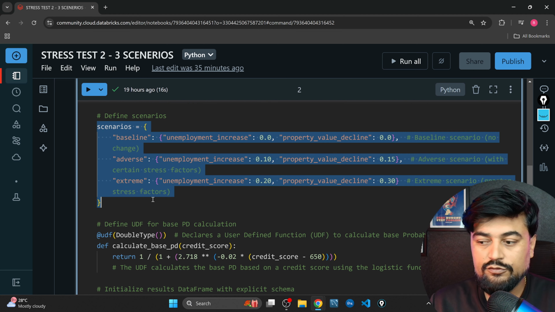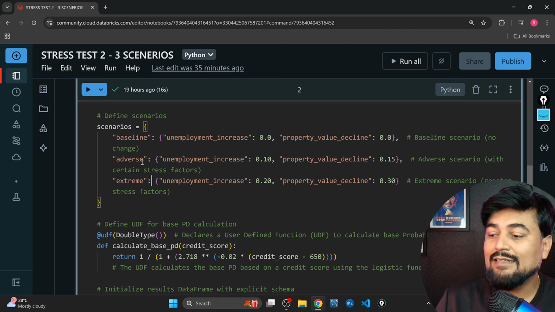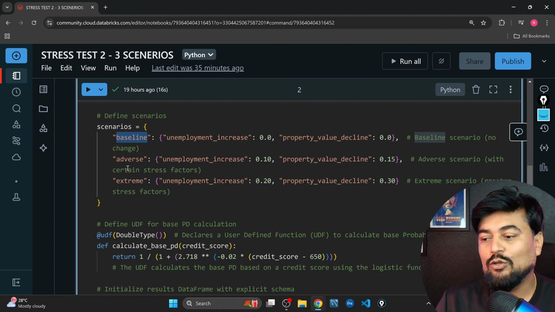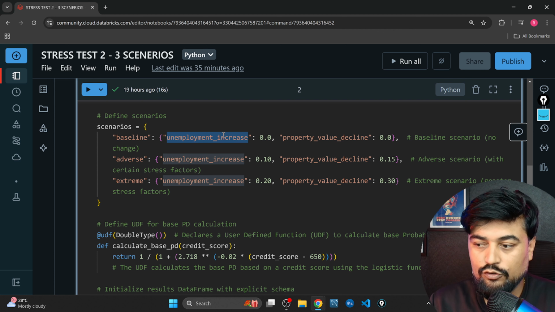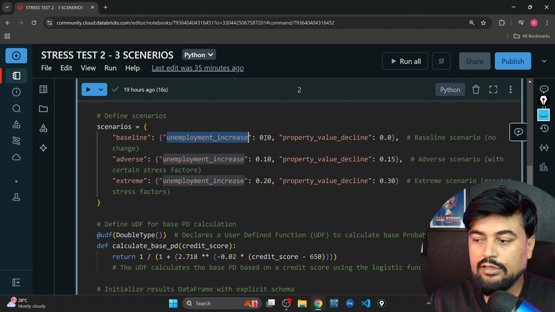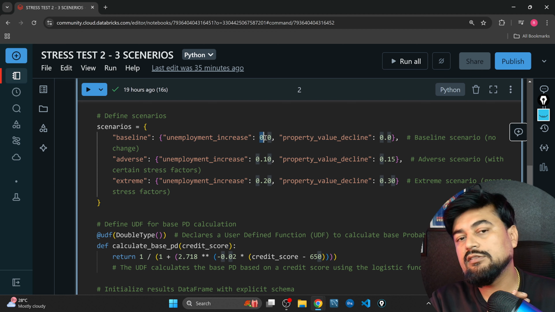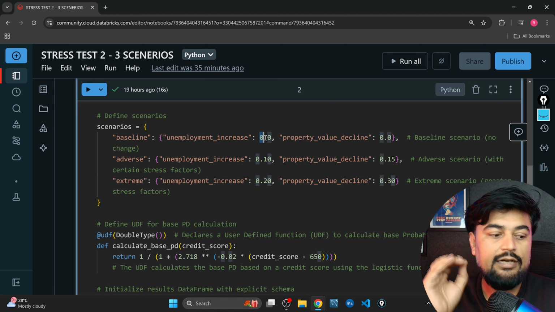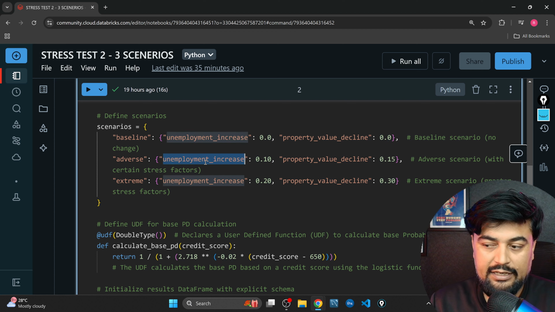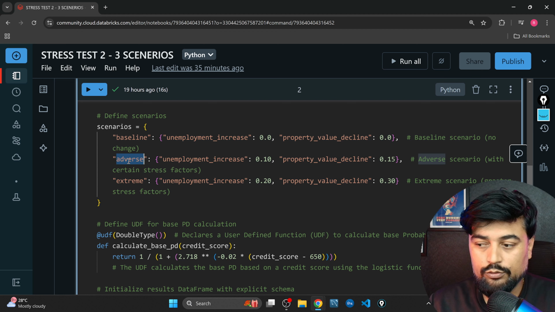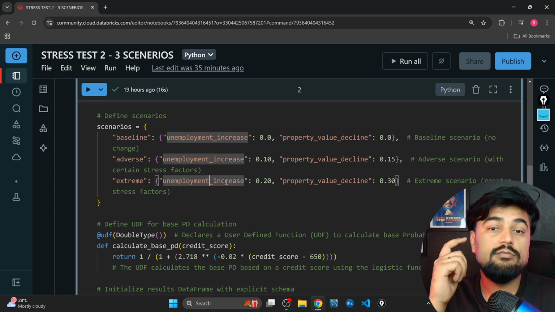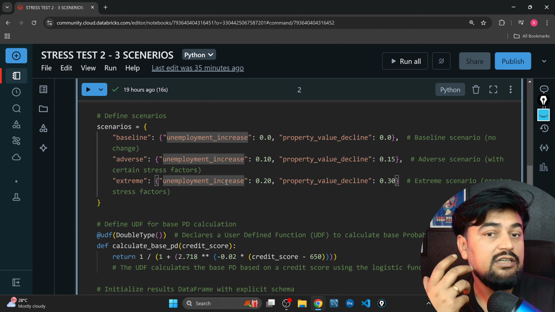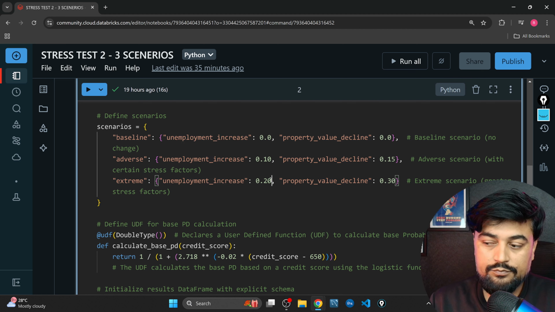Now this is the catch, the bread and butter, the heart and soul of the code. I am creating the baseline scenario, then the adverse and the extreme. All of them have a different kind of multiplier. For the baseline, which is the bottom up, the multiplier is 0, because this is considered a standard, generic condition. Then you have the unemployment increase, which is the adverse scenario. The value of the unemployment rise is, let's say, 20%. There is a downturn in the economy, which is why unemployment is rising, so we are giving it 20.